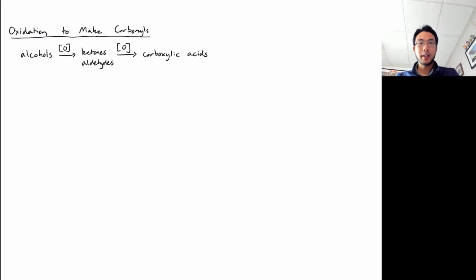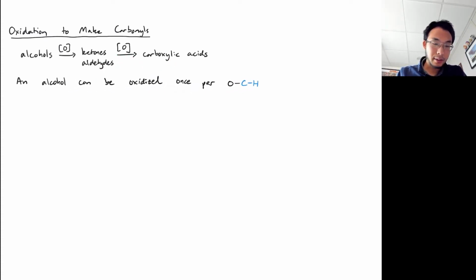So the generic scheme for an oxidation involving carbonyls will look like this. We can oxidize from an alcohol into a ketone or an aldehyde, and we want to be a little bit careful because only aldehydes can then be oxidized into carboxylic acids conventionally. The reason for this is because alcohols can only be oxidized once per CH bond when we're thinking about the carbon attached to the alcohol oxygen.